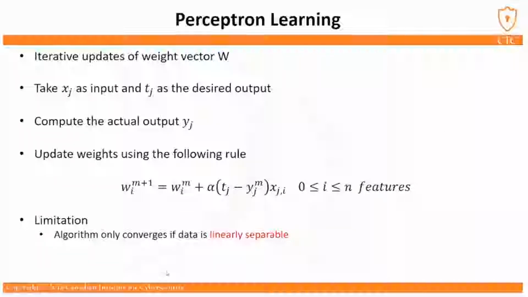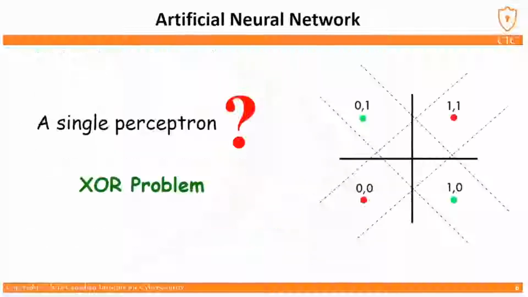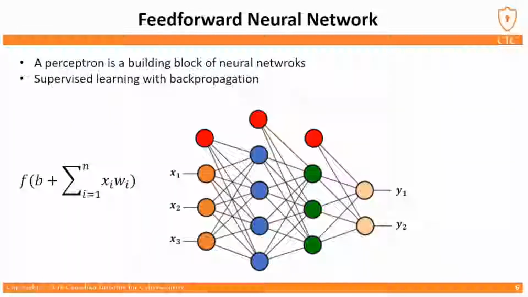But the Perceptron has a very important limitation: it only converges if data is linearly separable. So we cannot use it in all problems. For example, the XOR problem is one of the simplest problems that cannot be solved by a Perceptron. Here in this figure, we cannot find any linear decision boundary to classify these samples. So that's why scientists developed multi-layer perceptrons, or feed-forward neural networks.